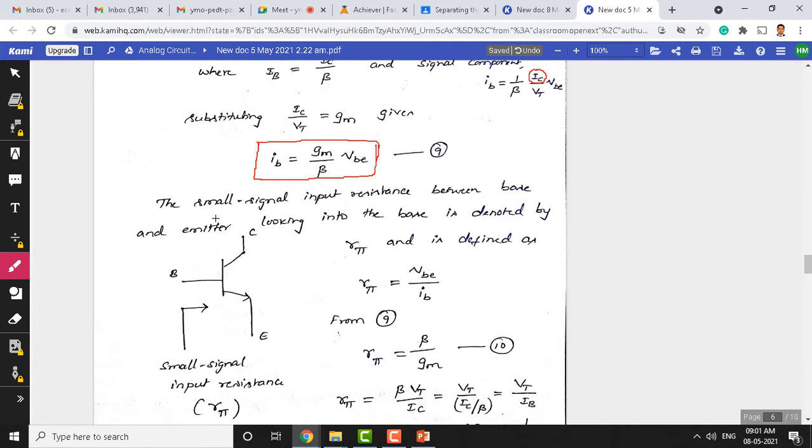Okay, now let us define the input resistance, or base resistance. The small signal input resistance between the base and emitter looking into the base is denoted as R pi. Look at here, this is a new term, R pi. What is R pi? How do we define R pi? It is a small signal input resistance, because here we apply the signal which is small in magnitude, and this is called small signal input resistance.